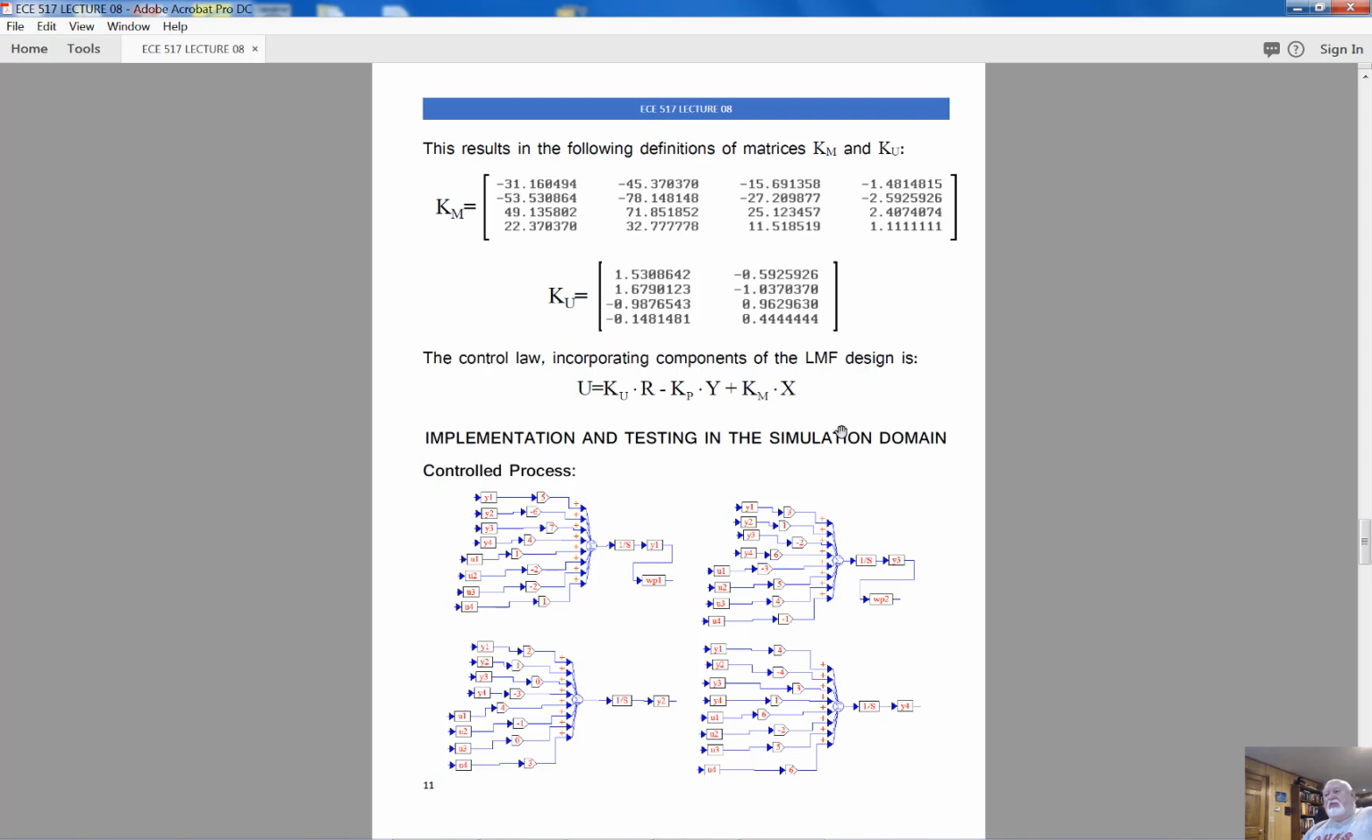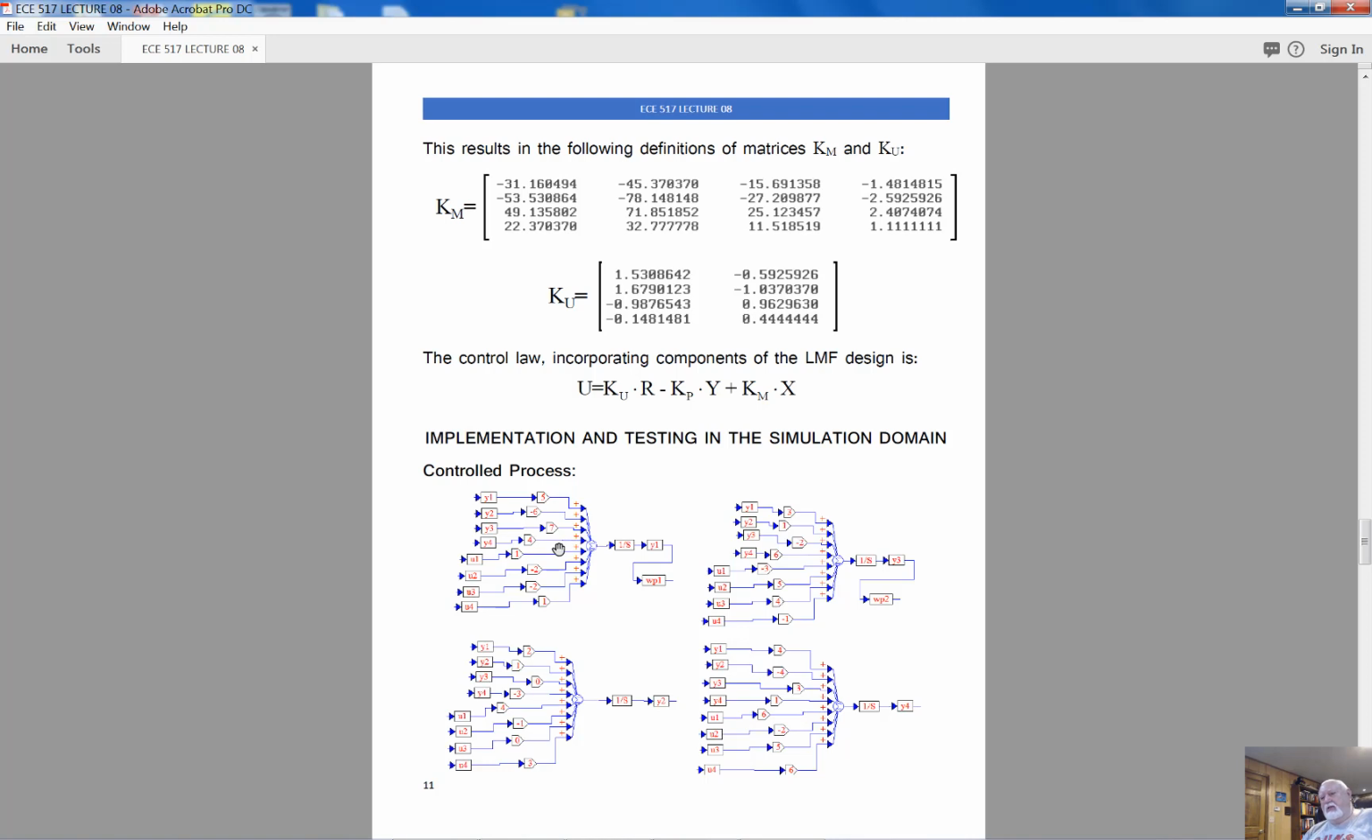Again, the control law is defined, but we have to go further. We cannot stop at the point when the last formula is written. We have to make sure that we know how to implement the system, and we will implement it in the simulation domain. First of all, this is the control plant.